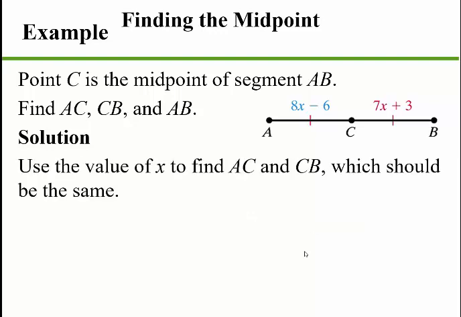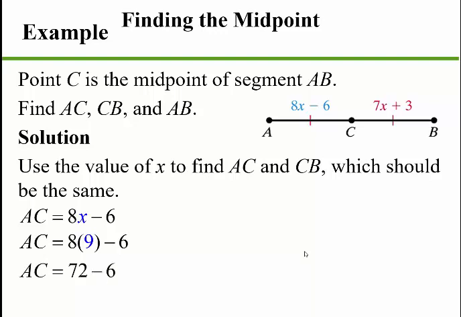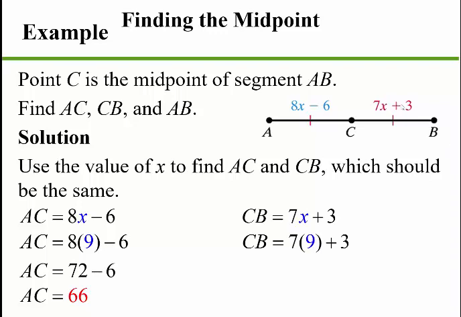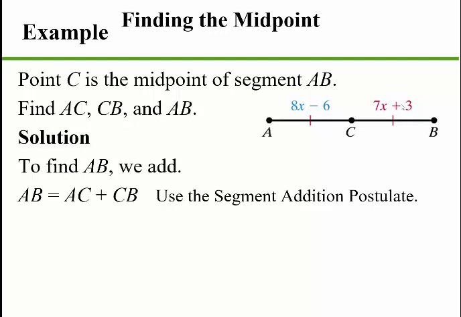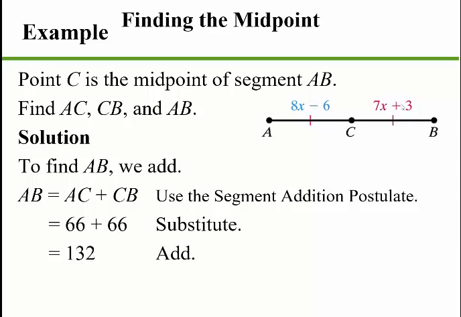Right, so use the value of x to find AC, CB, which should be the same. So AC, wherever you see that x, we're going to plug in 9. Get 72 minus 6, which is 66. So by extension then, CB, the other line segment over here, has to be the same exact thing. Let's just check that. Plugging in 9, indeed it does equal 66. And now we can finally find what AB is equal to. We just add the two segments together using the segment addition postulate. 66 plus 66 gets me 132.